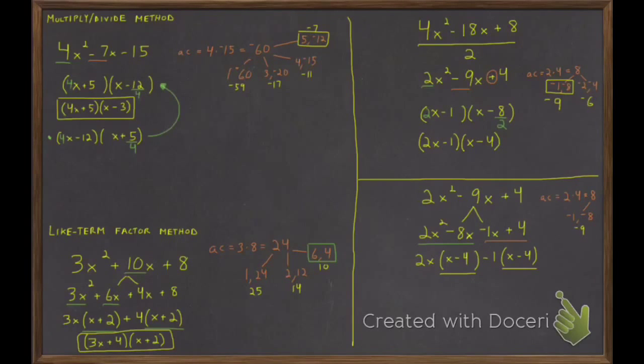Now, since we are doing a double distribution using the same parentheses, we can rewrite this expression as 2x minus 1 in parentheses, and x minus 4. Now, when we look above, is that factor the same as what we found above? And they are, and I'll box them. Here's our final answer using the multiply divide method, and here's our final answer using the like term factoring method.